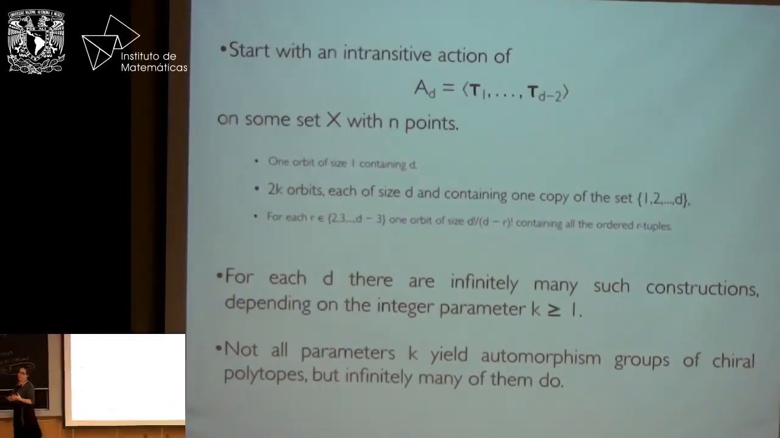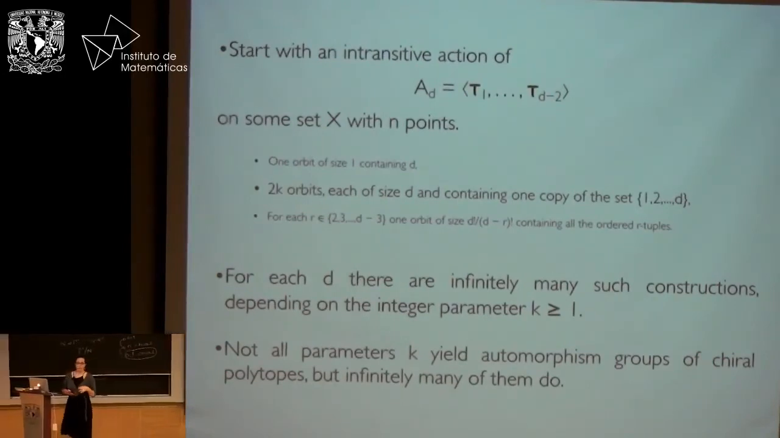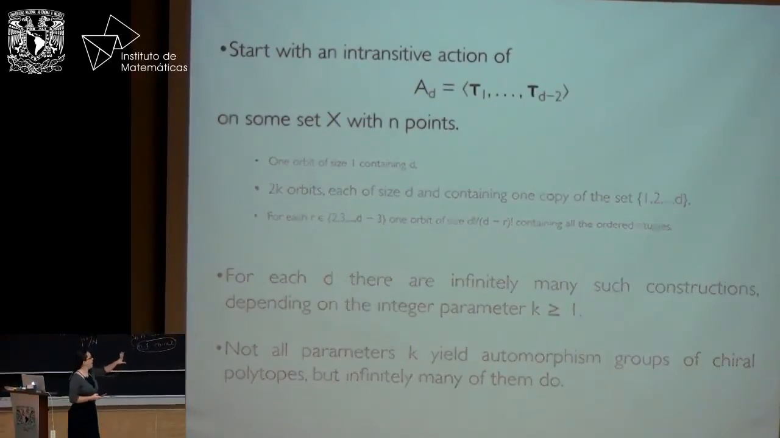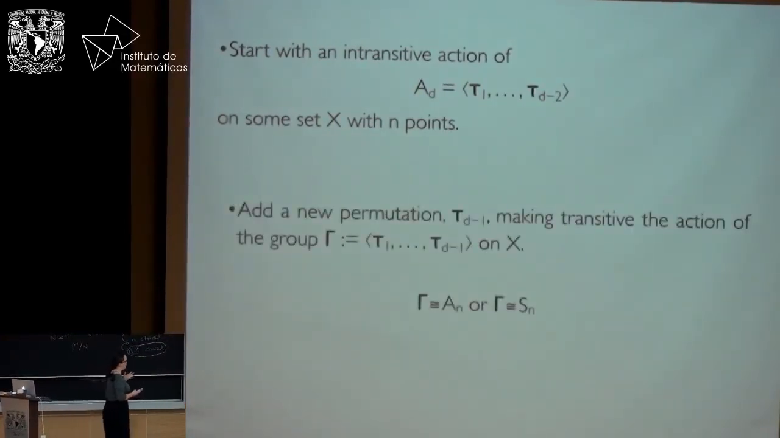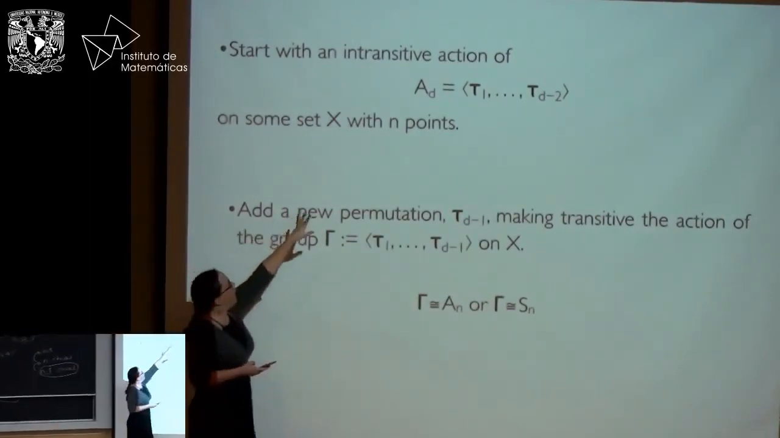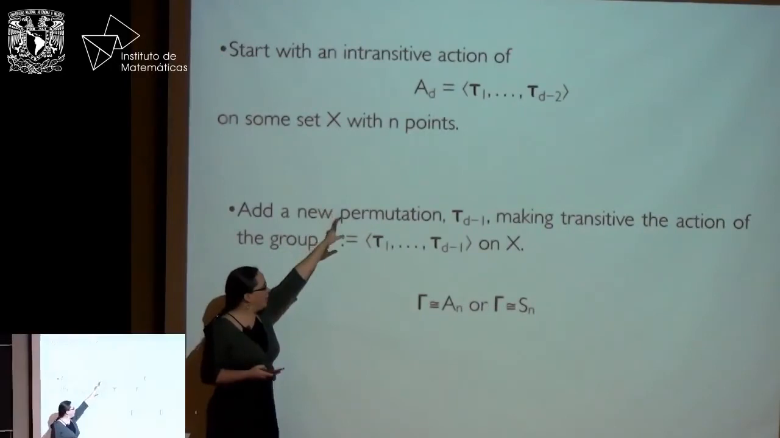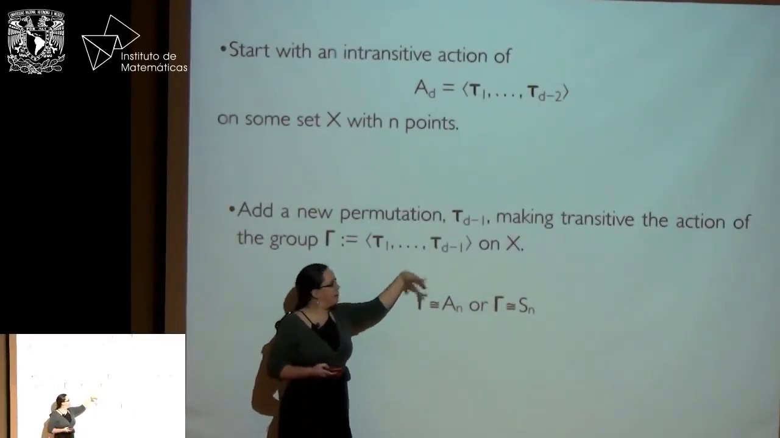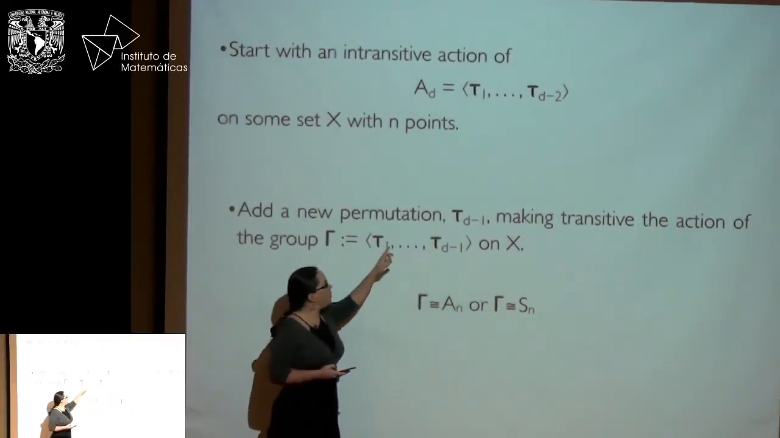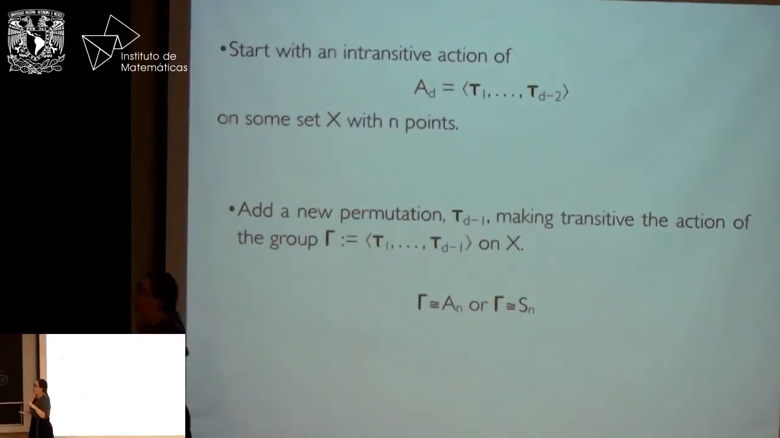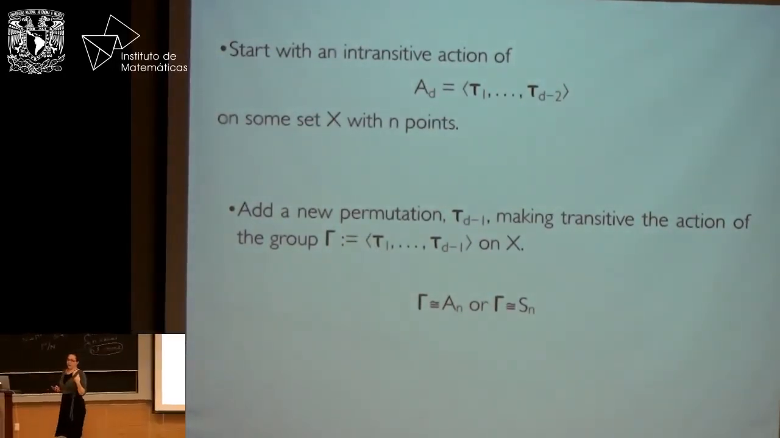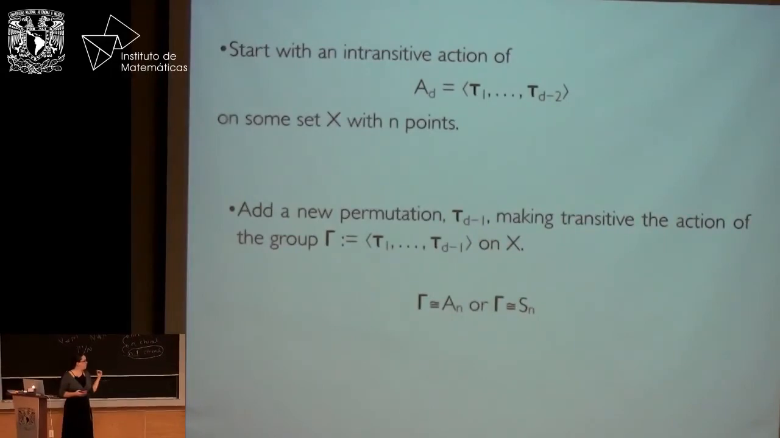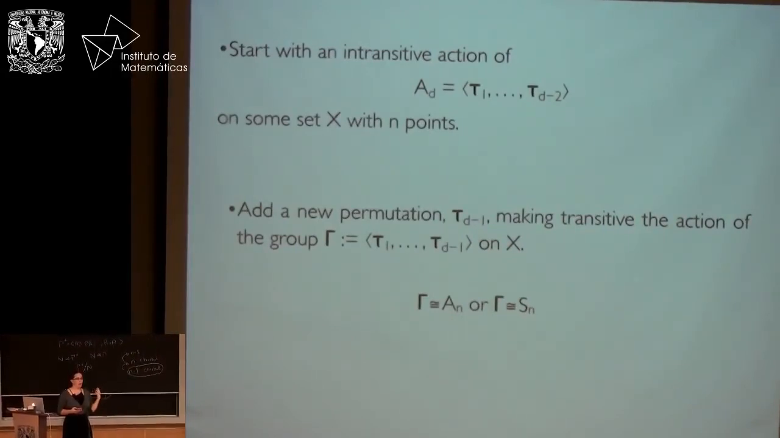Some of the parameters k are going to give us groups of chiral polytopes, and some of them are not. And the idea is that after I have this, I'm going to add a new generator to my group. I have over there an alternating group, so I put another element that is going to be some kind of permutation on X that is going to make the action transitive. And the construction is based on the fact that when I put this extra element, I'm able to create an element of the new group that acts as a p-cycle, for some prime p, on the set X.